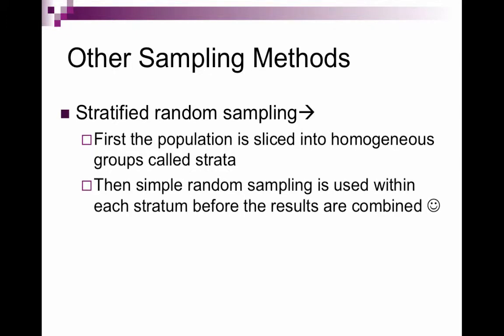Once you have divided the population into homogeneous groups, we then use a simple random sample within each stratum before your results are combined. So you'll randomly select males, and then you'll randomly select the females separately, and then you can combine your results. The purpose of using a stratified random sampling is if you think some portion of the population is going to feel differently based on a specific characteristic.